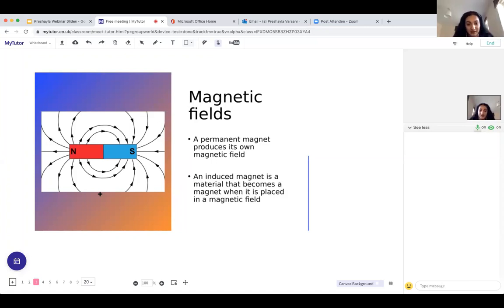Now, an induced magnet is a material that becomes a magnet when it's placed in a magnetic field. So, for example, if we were to put that paperclip into that field, leave it there, rub it on the magnet, that would become an induced magnet. Now when we take that paperclip out of the field, it's magnetized and other things attract it. So there are two types of magnet, a permanent magnet and an induced magnet. The induced magnet is a magnetic material that only becomes a magnet if it's placed in a permanent magnetic field.